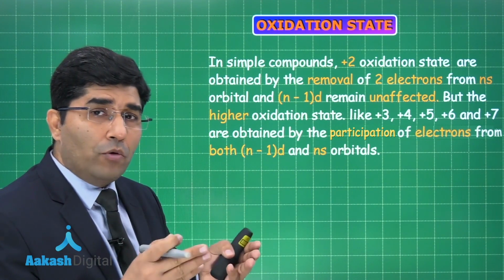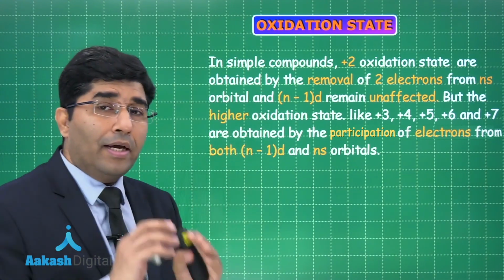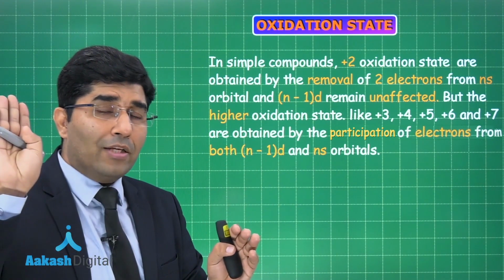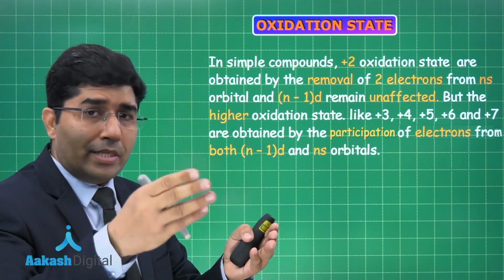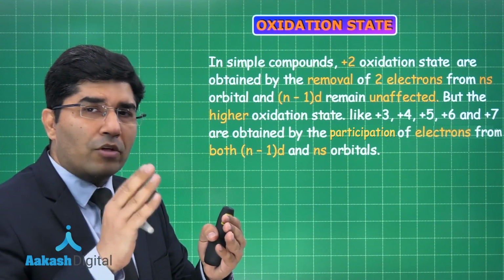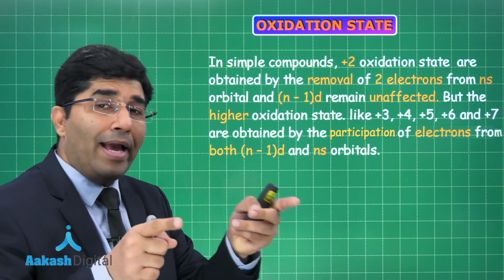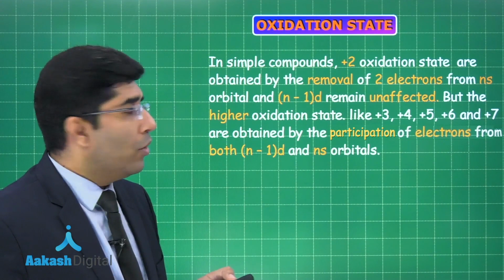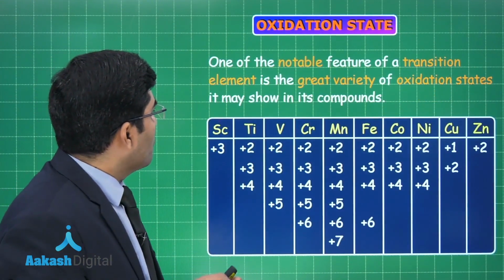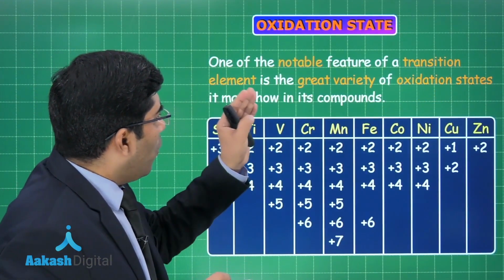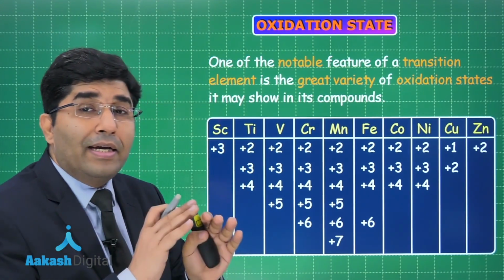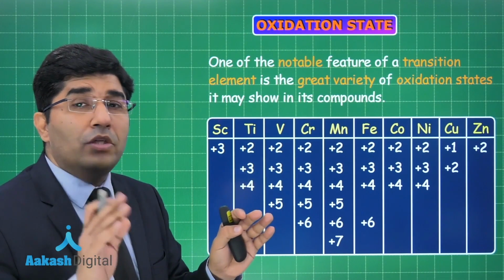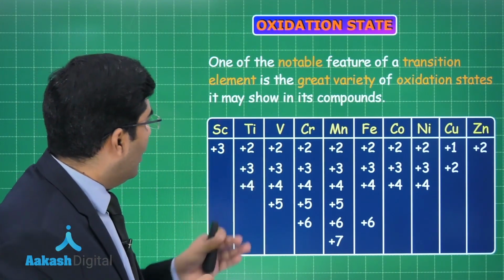In the simple compounds with +2 oxidation state, electrons are removed from the ns orbital, and in other compounds, meaning higher oxidation states, we are removing electrons from ns also and n-1 d also. So the notable feature of the transition elements is the great variety of oxidation states. You can see here there is a table.